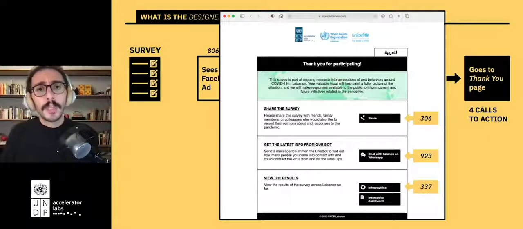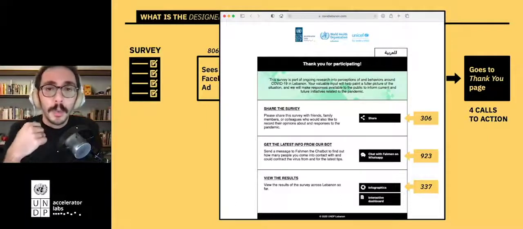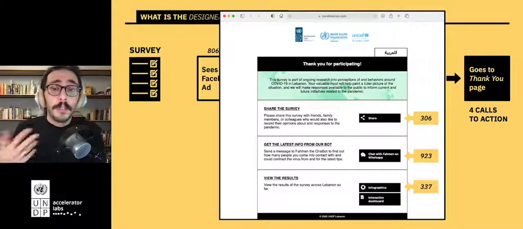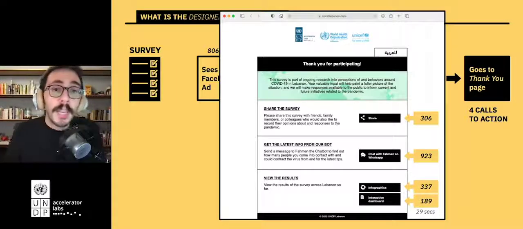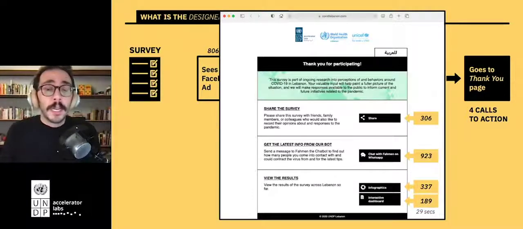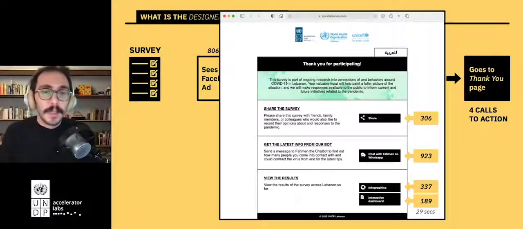And the last two, actually, were the option to view the results of the survey by perusing the infographic from phase 1, which was in 2 languages, and, if they wanted, to check out the raw data on the interactive dashboard that I showed you earlier. You can see that we had 189 clicks on the interactive dashboard, and on average we had 29 seconds spent on this page.